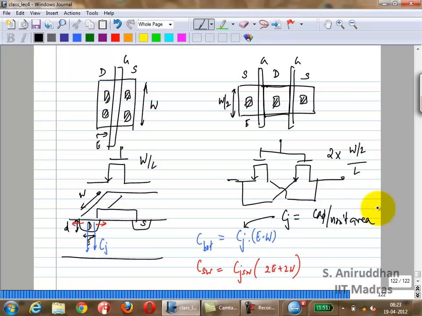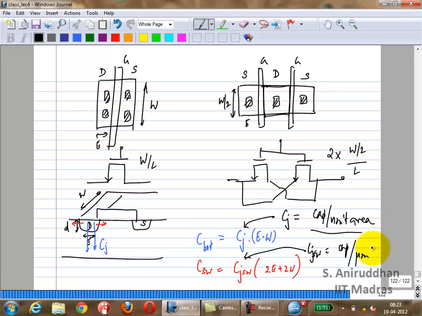If you take a particular process, you have these two parameters, Cj and Cjsw, the junction capacitances, and they will be given as parameters. In this case, Cj would be capacitance per unit area, because E and W are under your control. You can make them wider. Whereas Cjsw is capacitance per length, so it will be like capacitance per micron, whereas the other one will be capacitance per micron squared.